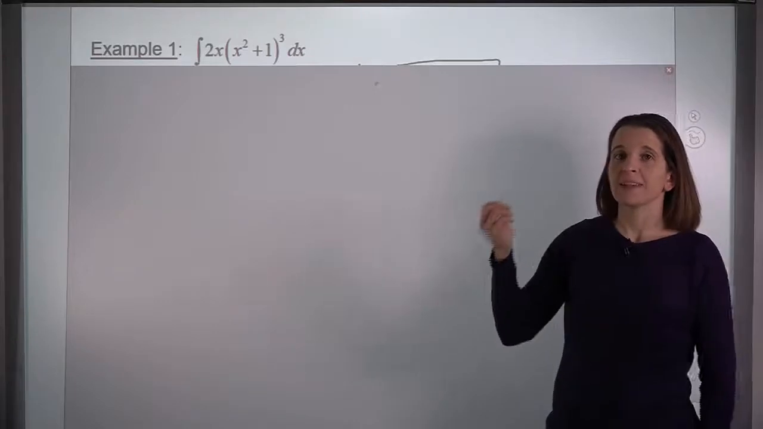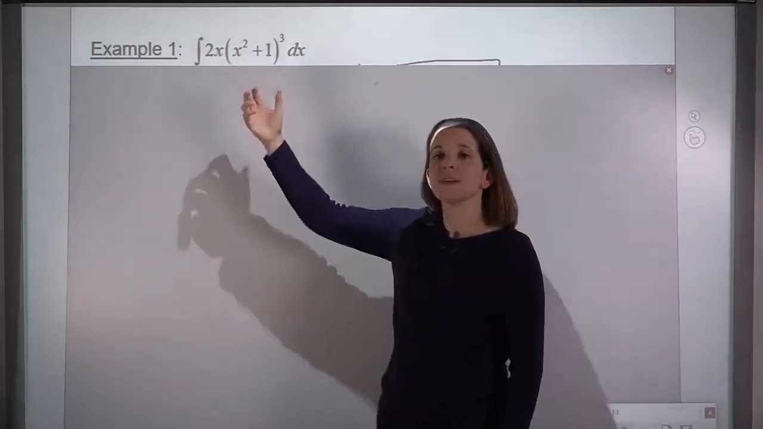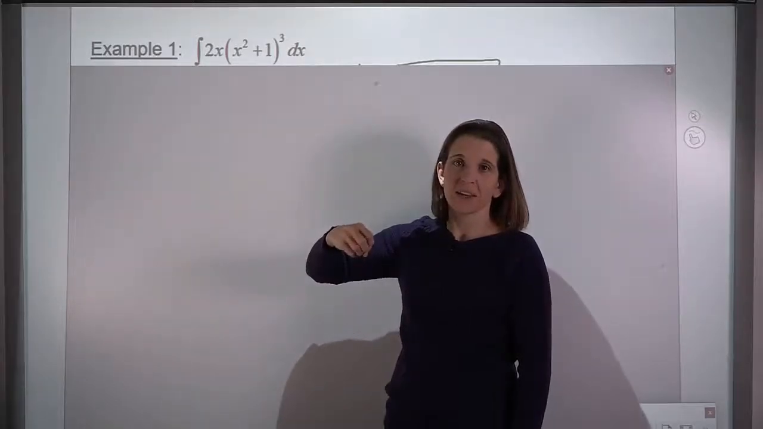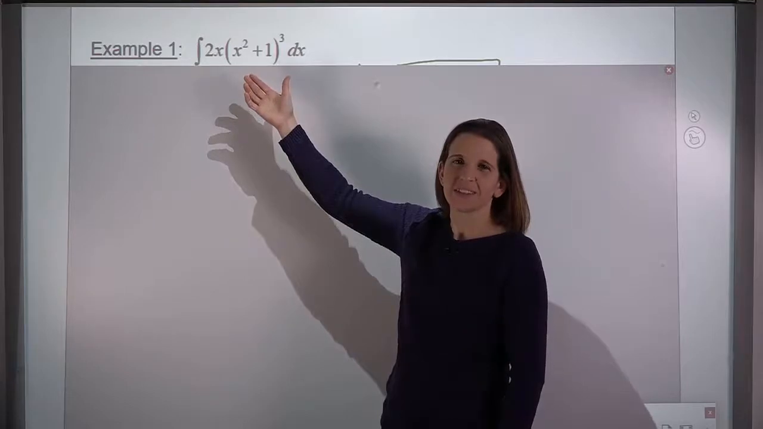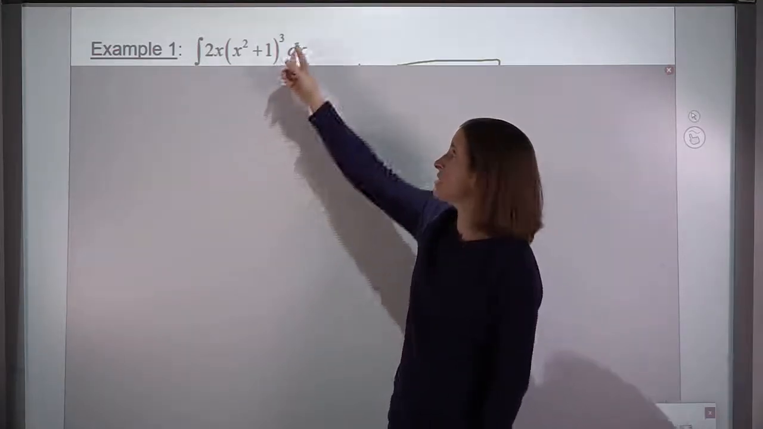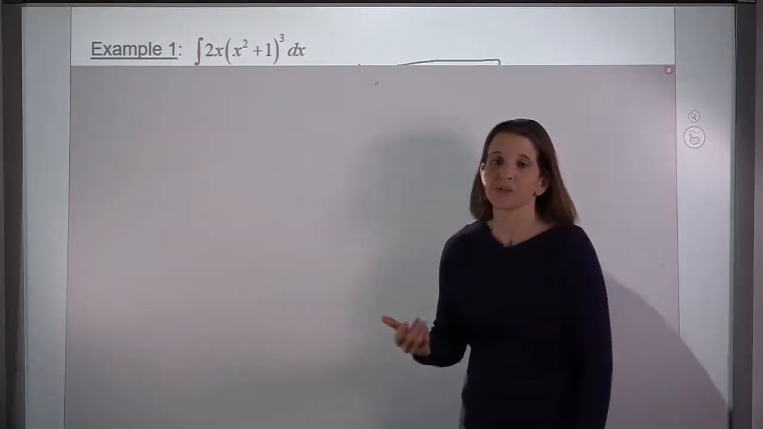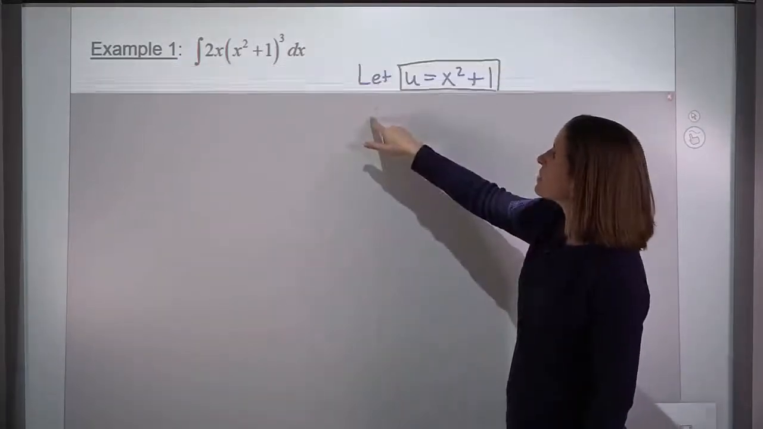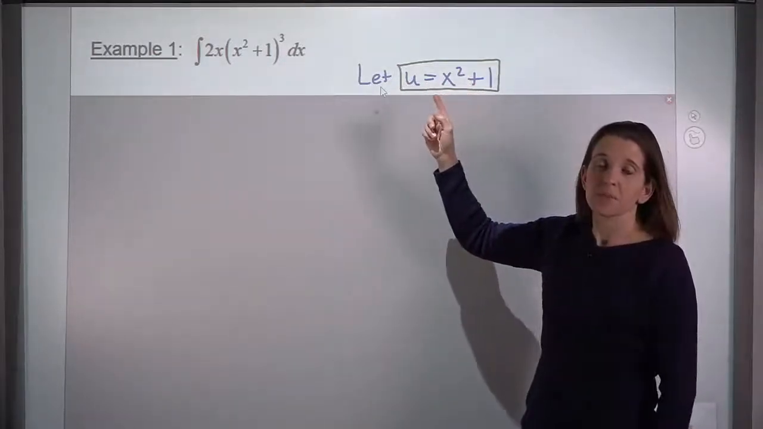So keep in mind the inside function idea. When I look here, think, what is inside of something else? Well, when it is like this with big parentheses, it's a pretty nice, easy choice. There is literally something inside of these parentheses being raised to the third power. It is x squared plus 1. And so that is going to be what I choose to be my u. So I'm going to let u be that inside function x squared plus 1.